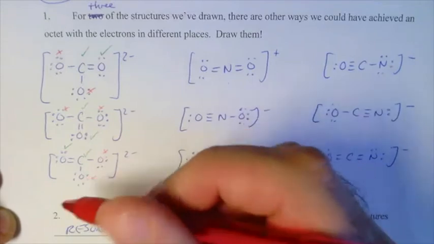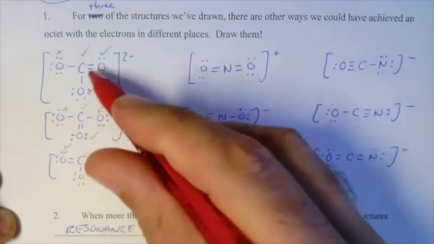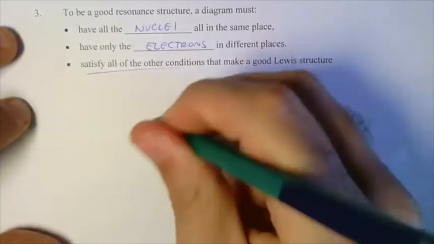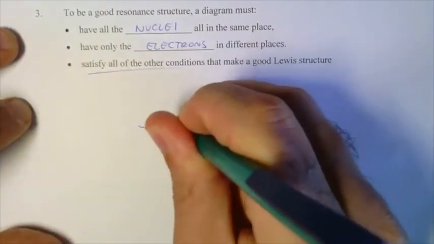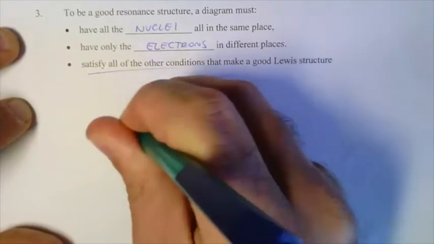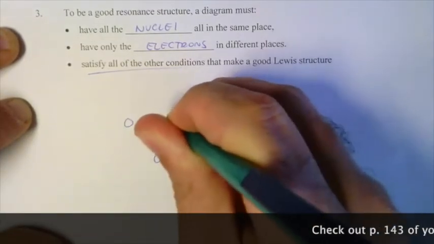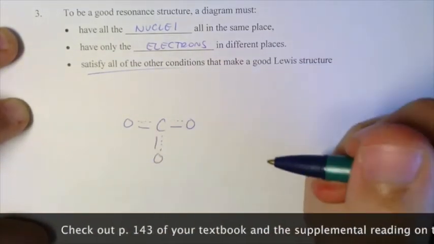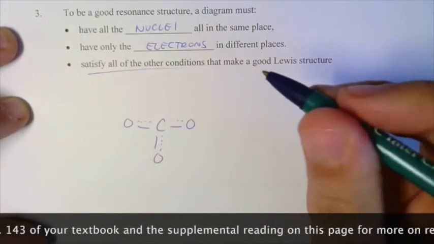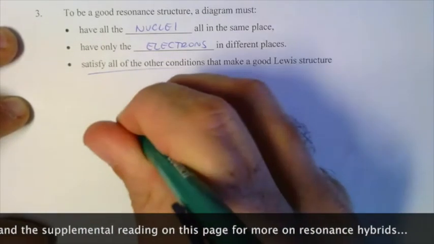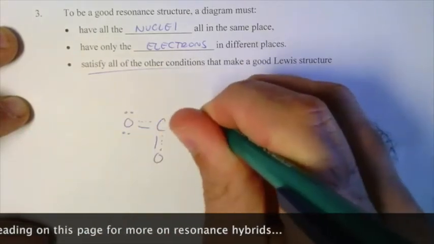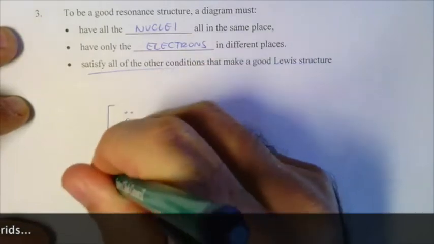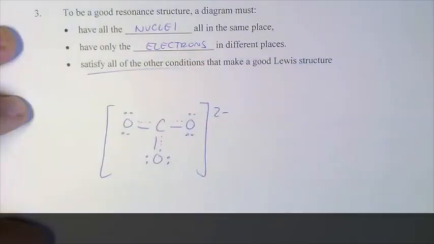And in fact, the best structure for carbonate isn't any one of these individually. It's instead an average of all 3 of them. And so your book will show you how to draw what's called a resonance hybrid for something like this. Essentially, we would say that all of these are at least bound singly, but that double bond is being shared among all 3 oxygen atoms. And then I'll just draw the 2 lone pairs on each oxygen that belong to the oxygen no matter what. And we can draw it like this.